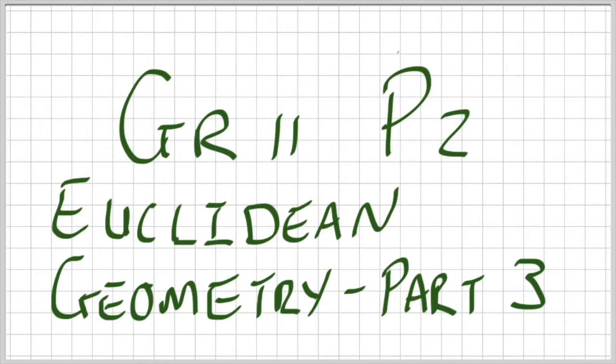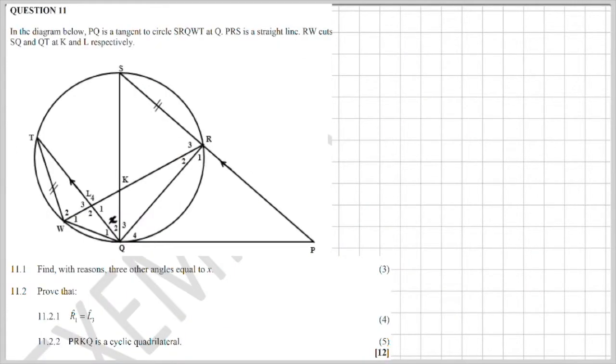I am on the last video for this specific section on Euclidean geometry, and in this paper, which is the Department of Basic Education, the November 2020 exam that they wrote, specifically paper 2. This is a beautiful geometrical rider because there's absolutely no values involved in this whole question.